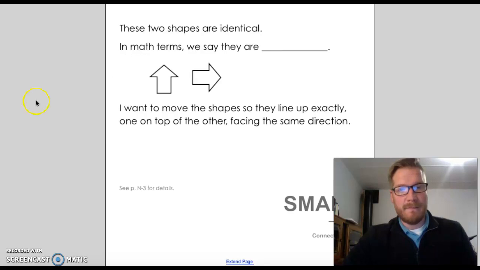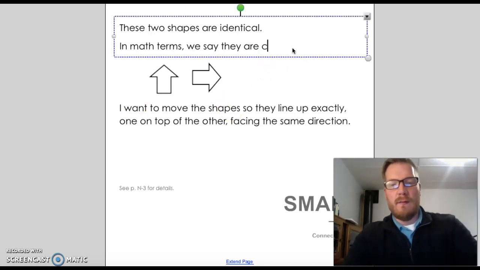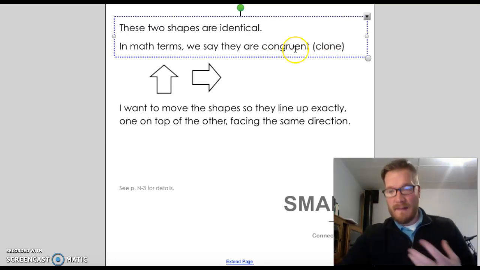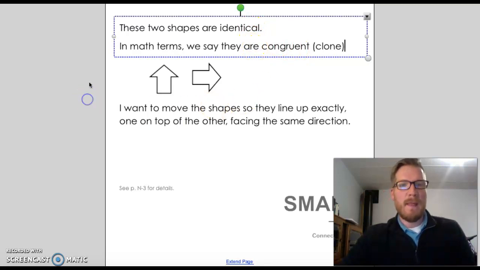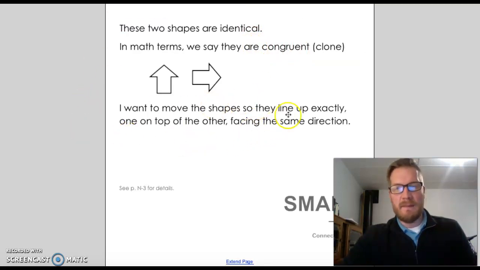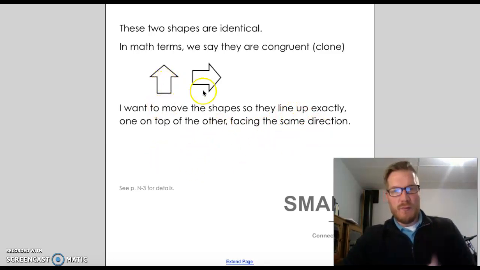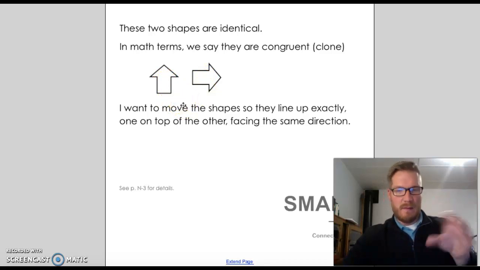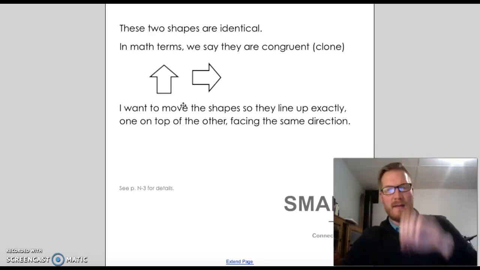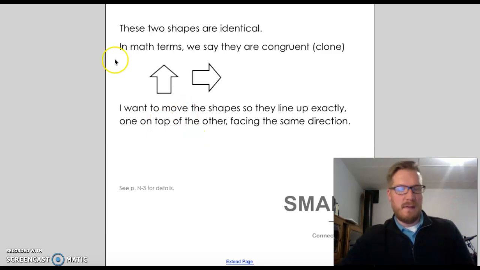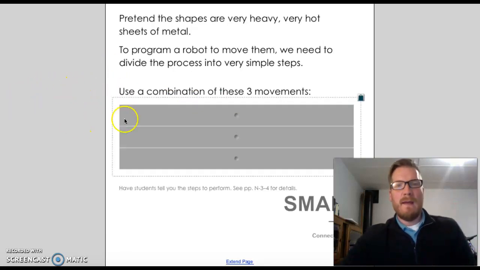So let's get started. Here it says that these two shapes are identical. In math, we say that they are congruent. Another word for congruent is clone. It's because, as I said, they are identical in size and shape. Now, if I want to move the shapes so that they line up exactly one on top of the other, facing the same direction, you can see I have two arrow shapes. They are identical. You want to try to move them somehow, turning them or sliding them around a little bit to fit them on top of each other. There's a few things you can go through to do that.